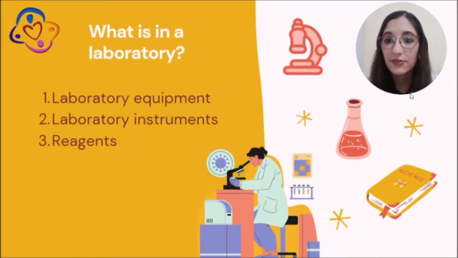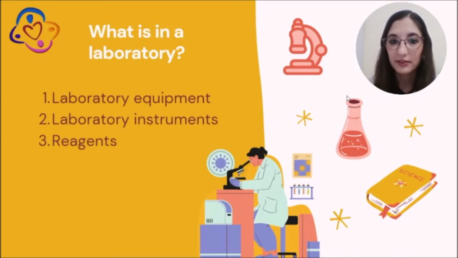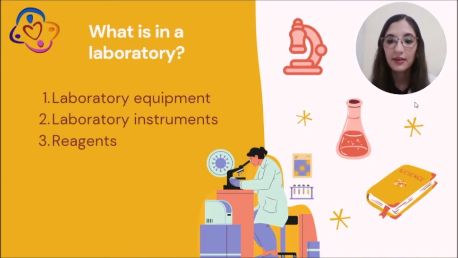And the second thing that we have are the lab instruments. For example, the flasks and beakers. The instruments are all the glass things that we have in which we put the substances that we want to mix and that we use to create substances that we need. Alright? And finally, we have reagents that are all the substances that we can mix in a flask, for example.